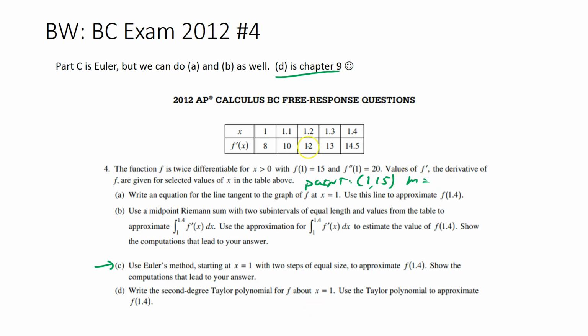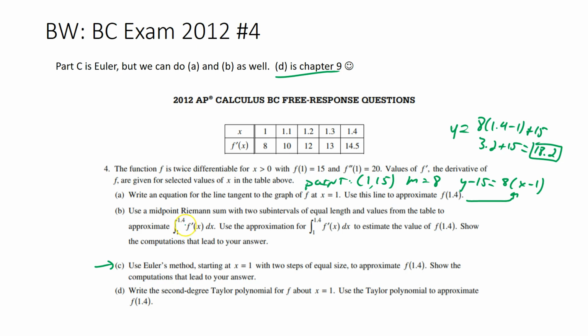Well, the slope we can get from the table because this is f prime, so the slope is 8. So we're going to have y minus 15 is equal to 8 times x minus 1. Now they want us to use that linearization equation to approximate f of 1.4. So I'll plug 1.4 in for x. So we have y is equal to 8 times 1.4 minus 1, plus 15. So 1.4 minus 1 is 0.4, times 8 is 3.2, plus 15 is 18.2. There you go. Okay, so that's our approximation using the tangent line, using linearization.